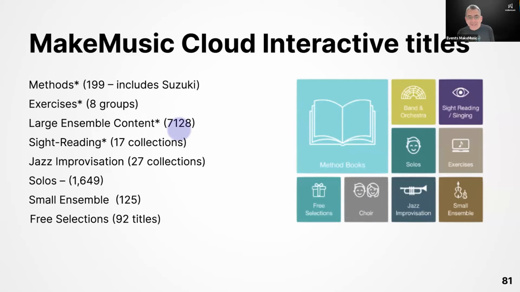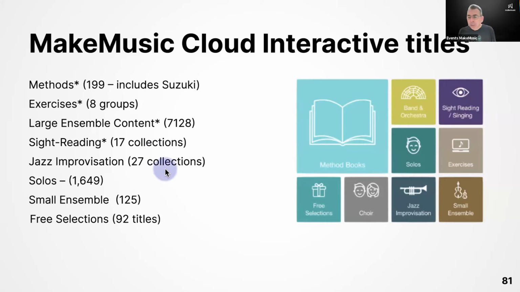7,128 interactive, professionally recorded titles. There's 17 collections of sight reading material that kind of gets split a little bit between vocal and instrumental. Both groups can use all 17. Those are collections. If that's what you want to do with your students in terms of sight reading, you can go in and use those.